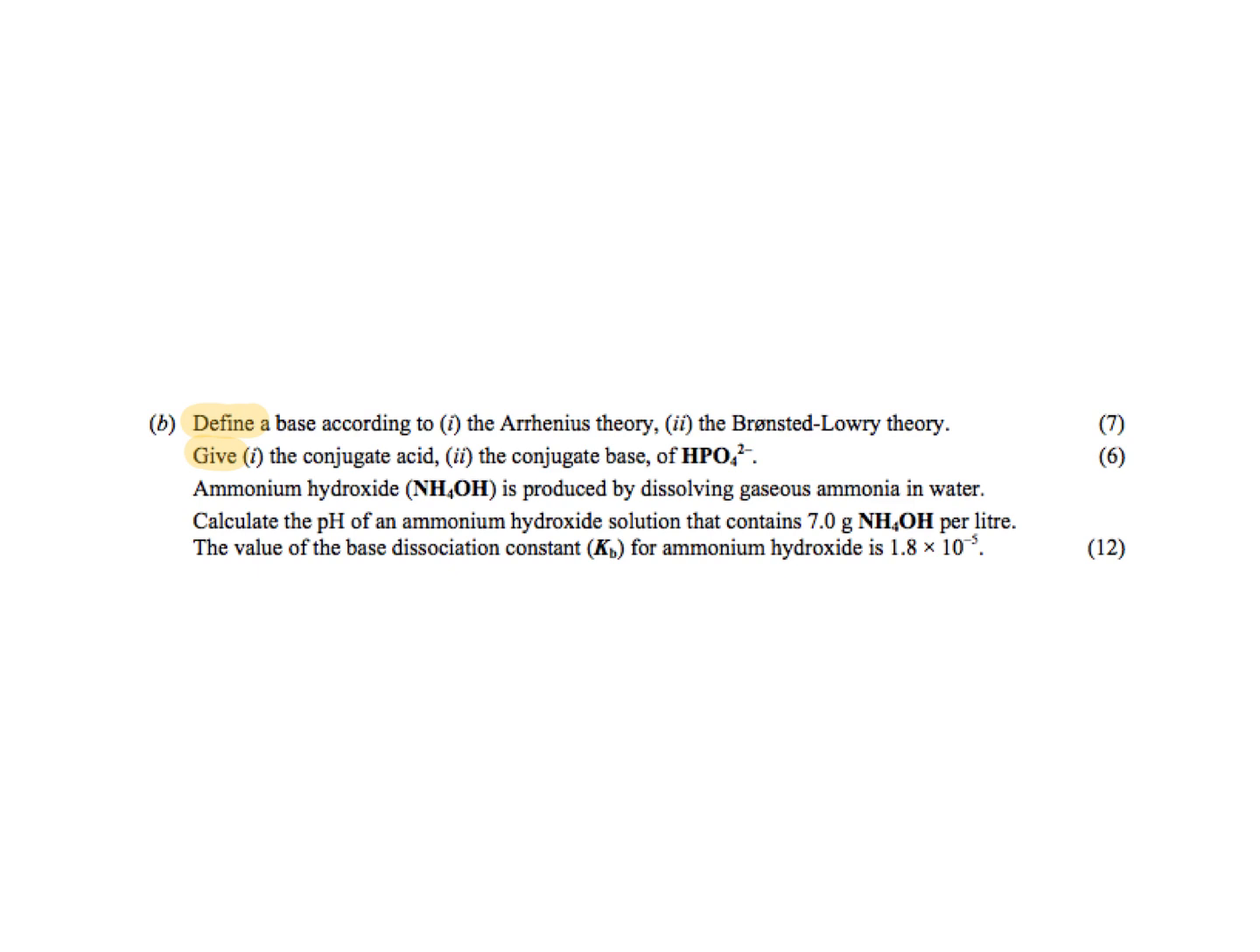It says ammonium hydroxide is produced by dissolving gaseous ammonia in water. Calculate the pH of an ammonium hydroxide solution that contains 7 grams of NH4OH per litre. The value of the base dissociation constant is 1.8 by 10 to the power minus 5. So let's take a look at this calculation part in more detail. It's worth 12 marks, so let's give it a go.